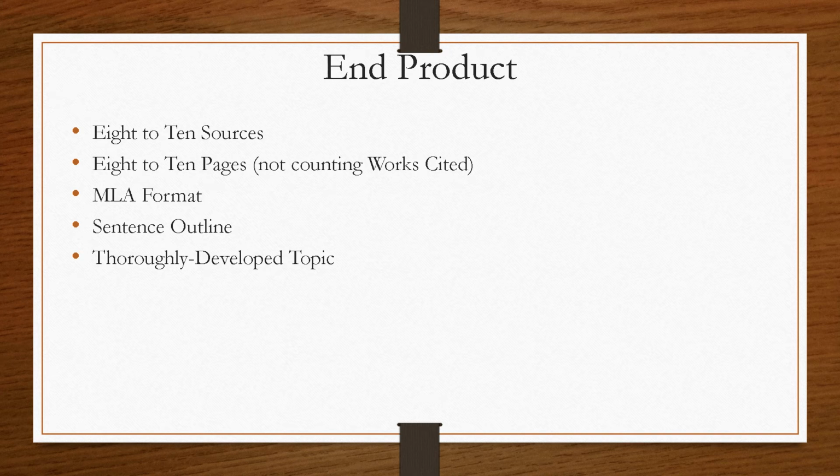Now your end product, the paper itself, will be 8 to 10 sources. It's going to be 8 to 10 pages, not counting the works cited. A lot of people look at that and say, I'm going to have a hard time doing 8 to 10 pages, but if you use the process that I'm showing you here and continue on with the next steps a little while, this will be very easy to do. And it'll be in MLA format, you'll do a sentence outline, and then the topic will be thoroughly developed. So I hope this helps you get yourself started.